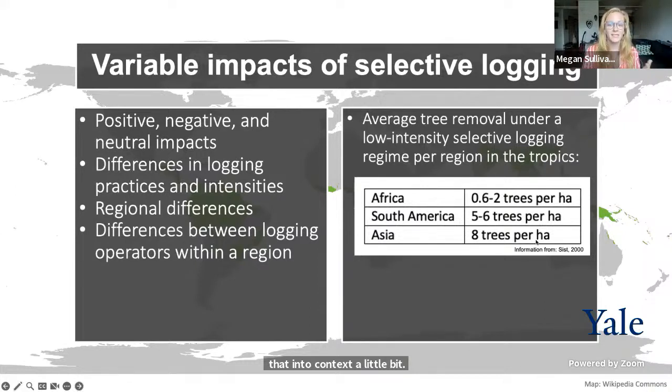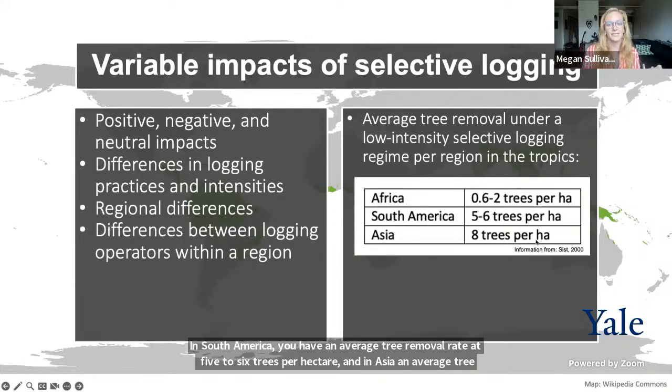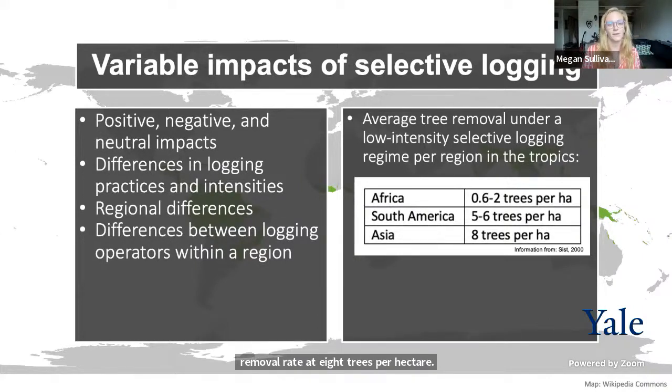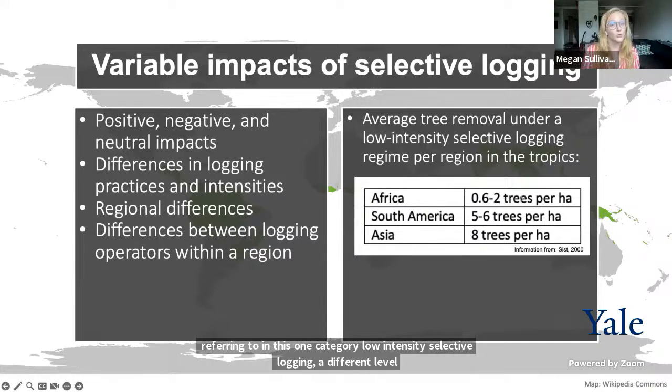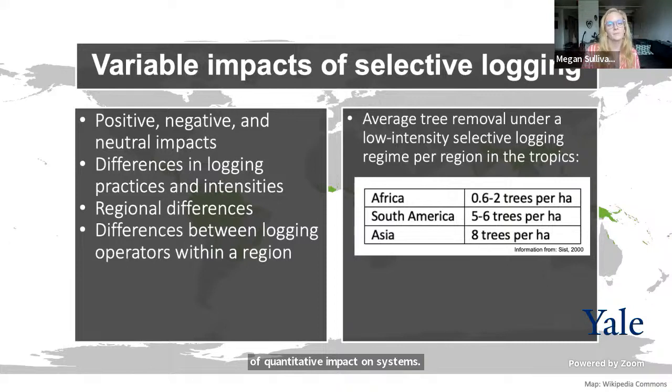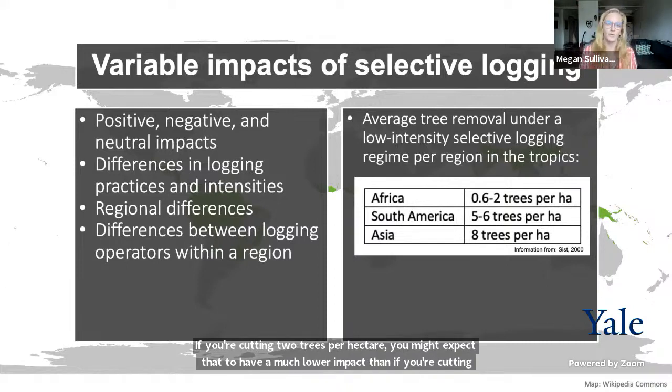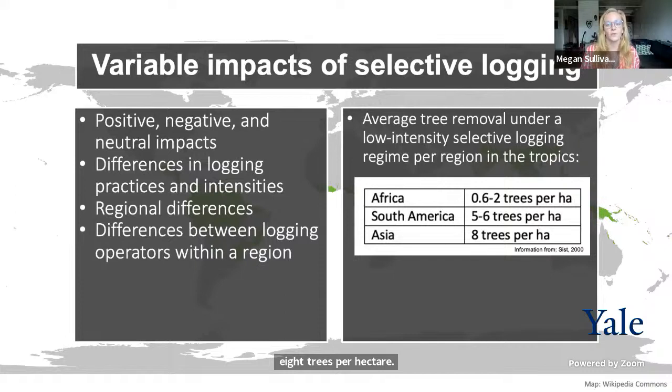And so you can see that the impacts of low intensity selective logging could be highly variable simply because in this one category, low intensity selective logging, we're referring to a different level of quantitative impact on systems. If you're cutting 2 trees per hectare, you might expect that to have a much lower impact than if you're cutting 8 trees per hectare. So this is one of the reasons why it's really important to quantify logging and what the logging intensity is when you're doing these studies on the ecological impact of selective logging.